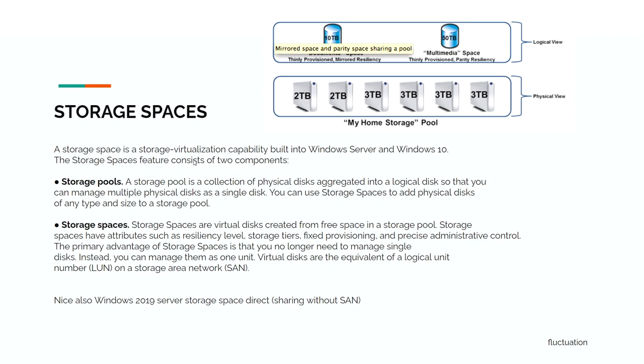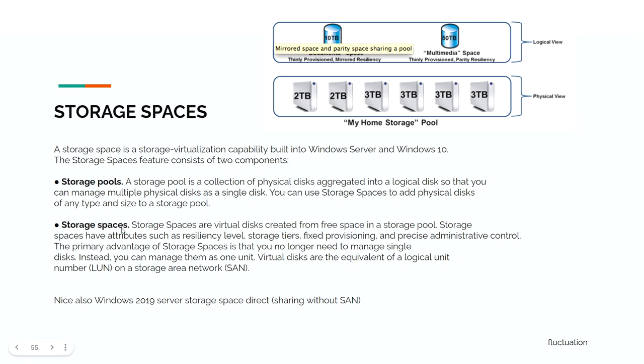The storage space feature consists of two components, the storage pool and the storage space. A storage pool is just a bunch of disks that you aggregate into a logical disk so that you can manage multiple physical disks as a single disk. So this is the physical view and this will be a logical view. It's exactly the same as in a SAN, like Hitachi or EMC or HP or IBM or Dell. It's the same thing. It's just a JBOD, just a bunch of disks.